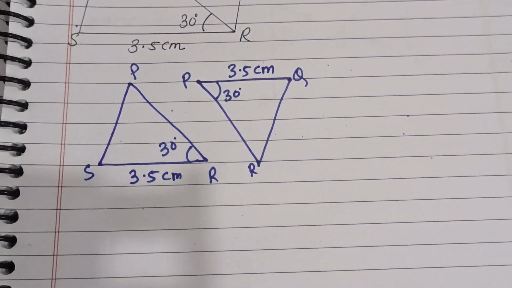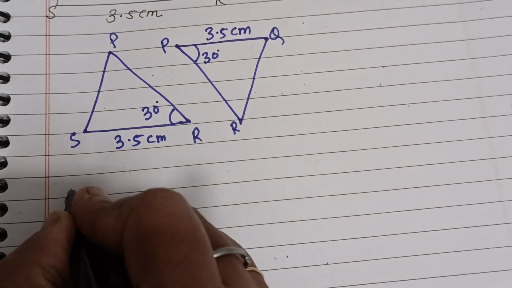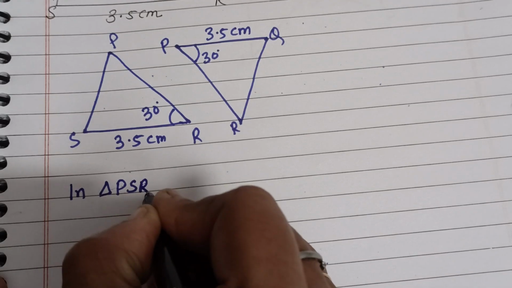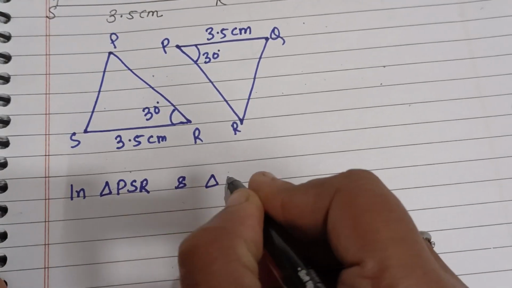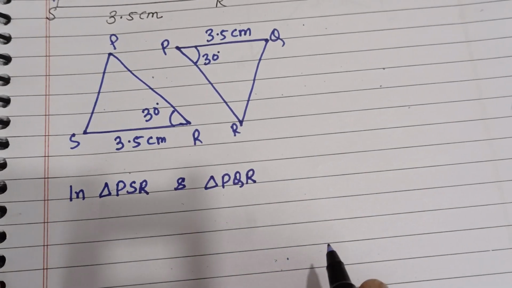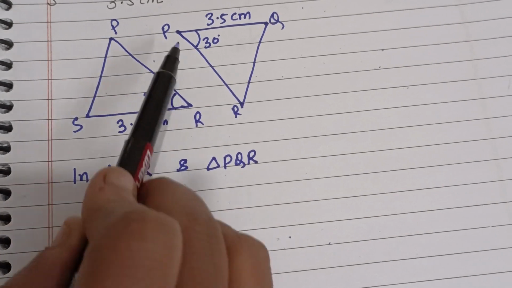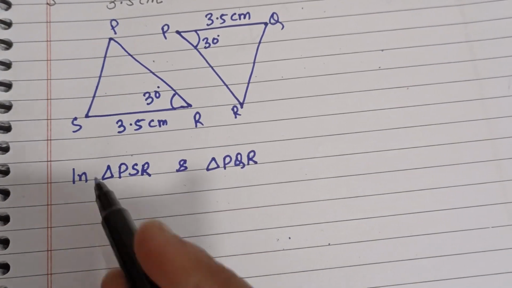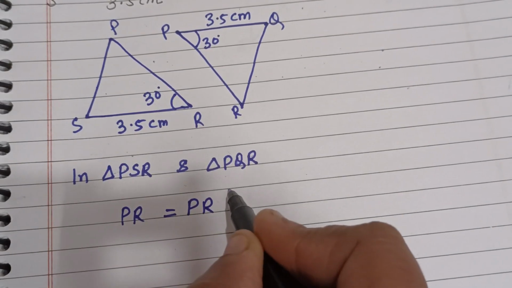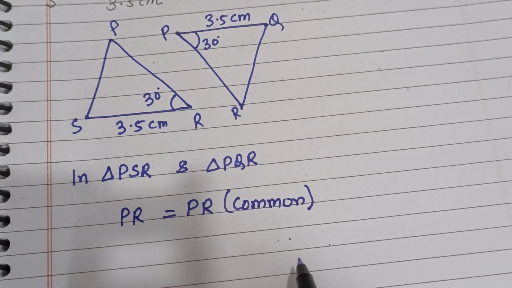After making the rough diagram of these two triangles, I will state the name of the triangles: in triangle PSR and triangle PQR, I will find what are the things which are equal. The very first thing, we can see that PR equals PR. So write PR equals PR. Why is it equal? Because this side is common in both the triangles. It was the diagonal.